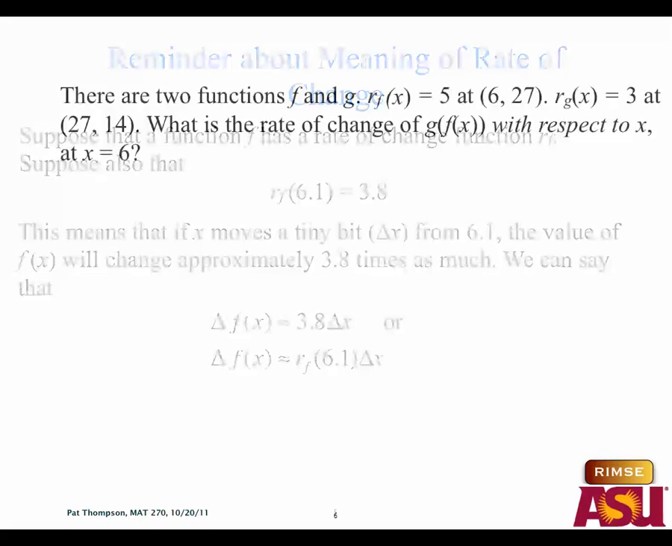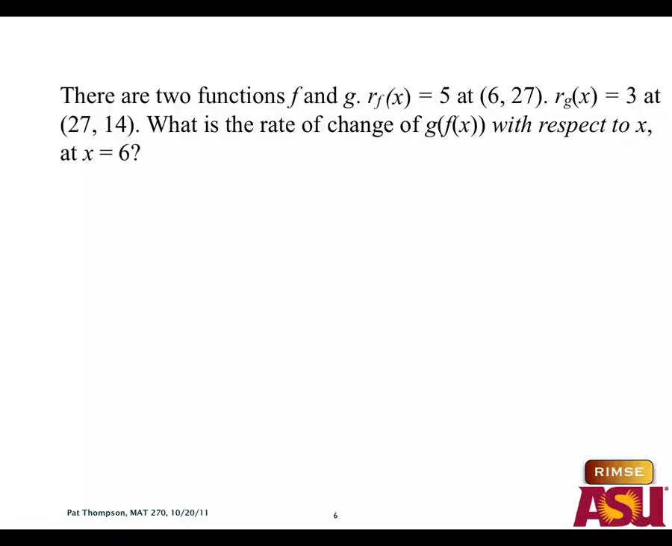Okay, so we want to apply that. So here's the situation. We're trying to figure out the rate of change of a composite function. So I have the rate of change of f of x equals 5 at the point 6, 27. And the rate of change of g of x is 3 at the point 27, 14. Okay, what is the rate of change of g of f of x with respect to x at x equals 6? Okay, so we start with a little change of x.